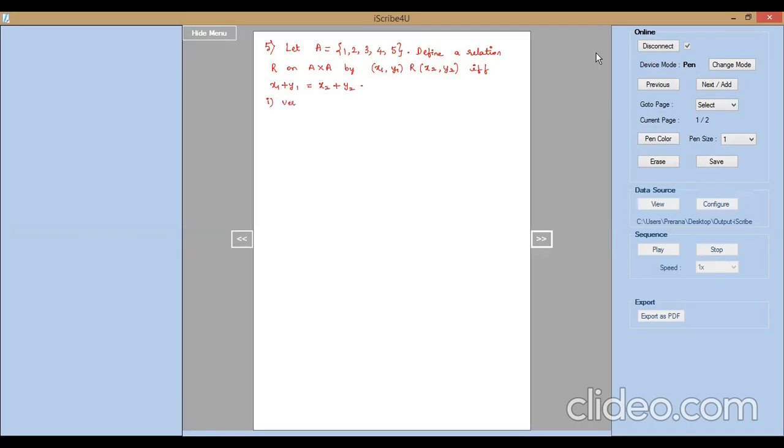First part of the problem, verify that R is an equivalence relation on A cross A.